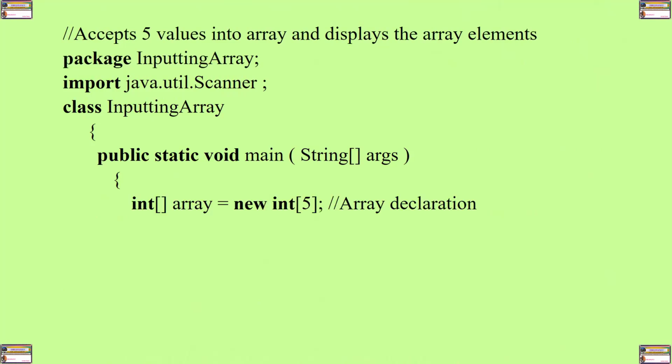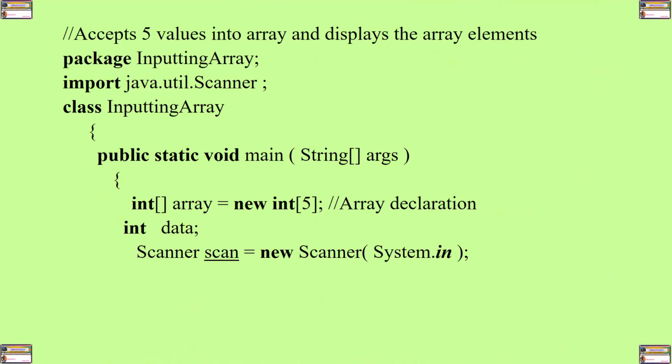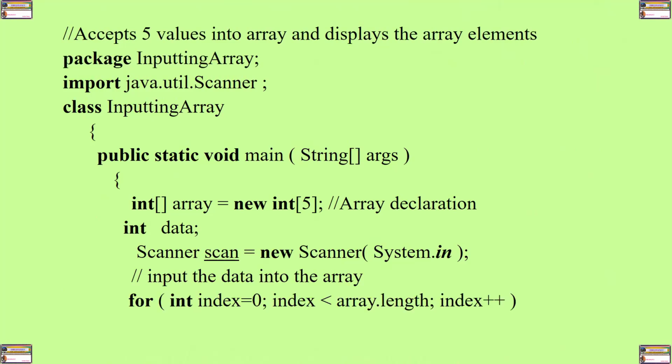Its definition is, first of all, the declaration of an array. This statement is telling the compiler to set a memory location called array, which is going to hold 5 elements of type integer. Then we are declaring a variable called data of type integer. Then we declare an object called scan of type Scanner. Then we input the data into the array.